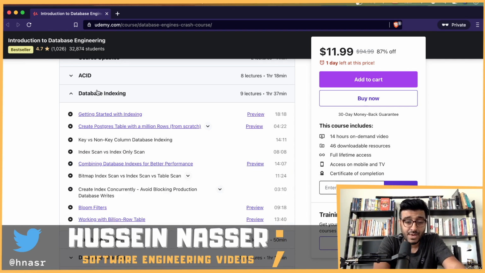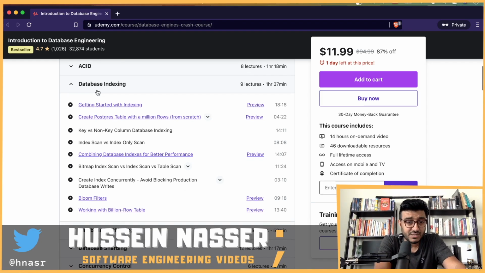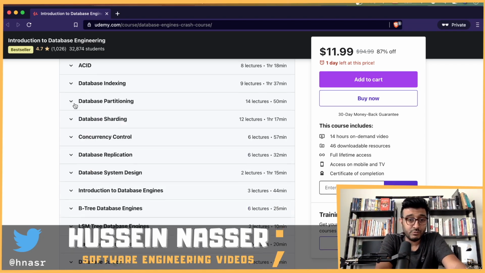Database indexing, man, my god, I've been adding more and more content to this, and exclusive content, and I have videos coming here with Postgres Explain and so much other stuff as well. So database indexing, definitely keep a watch for this. I'll keep adding more content, and you guys have been asking me to make more content in the database indexing space. So it's really huge.